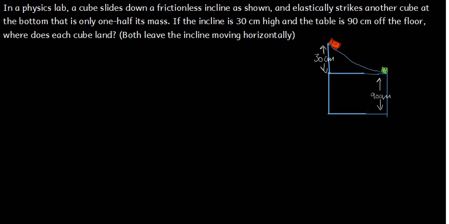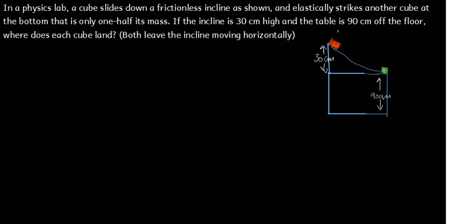In a physics lab, a cube slides down a frictionless incline and strikes another cube at the bottom elastically, which is only one half its mass. If the incline is 8 centimeters high and the table is 90 centimeters off the floor, where does each cube land? So we take that both leave the incline moving horizontally.